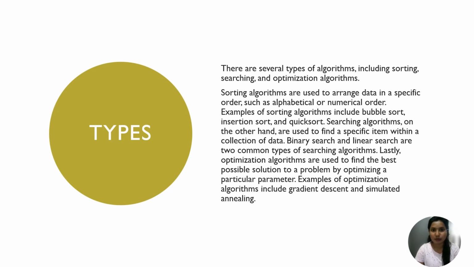Searching algorithms, on the other hand, are used to find a specific item within a collection of data. Binary search and linear search are two types of searching algorithms. Lastly, optimization algorithms are used to find the best possible solution to a problem by optimizing a particular parameter. Examples of optimization algorithms include gradient descent and simulated annealing.